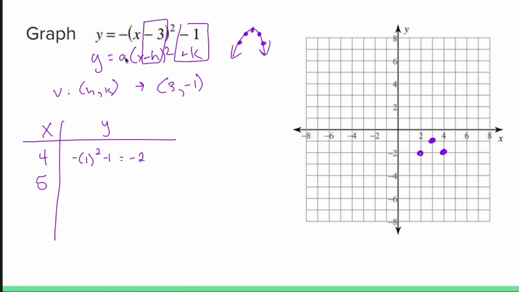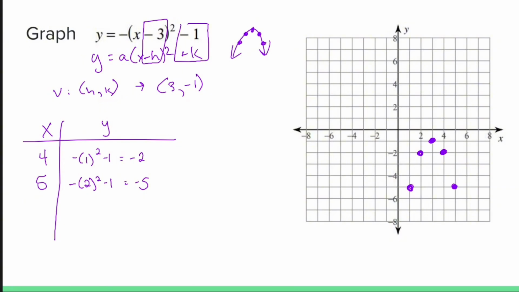Plug in 5. We would get negative 5 minus 3, which is negative 2 squared, minus 1. So that's 4. Negative 4 minus 1 is negative 5. So if 5 is going to be negative 5, that means 1 is going to be negative 5.